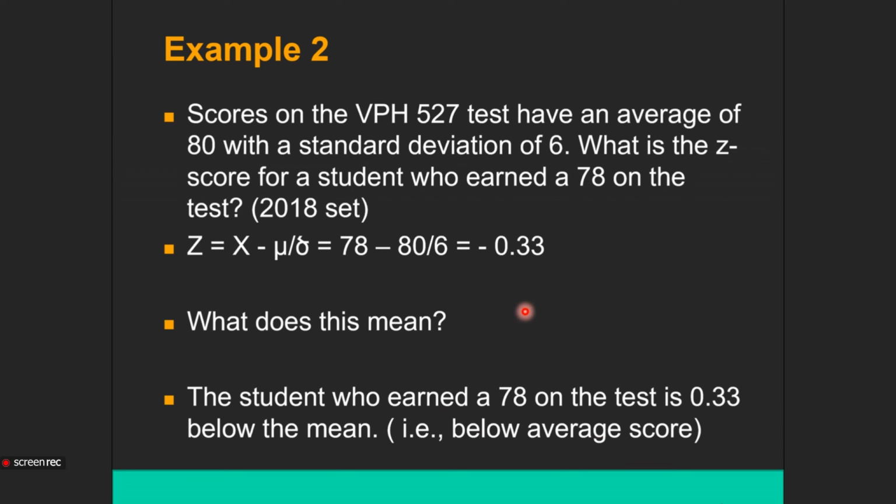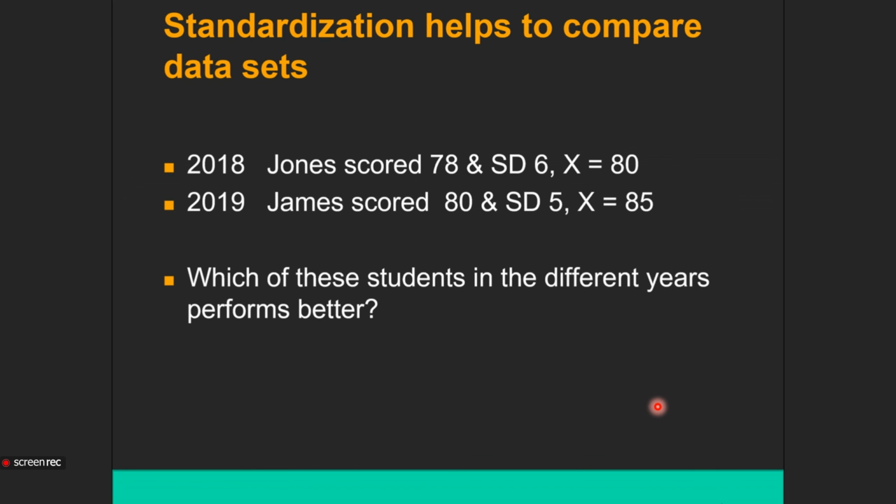Let's say a set of 2018, another set of 2019. Now, in the 2018 set, John scored 78. And for his class, the standard deviation is 6, while the mean score was 80. For James' class, James scored 80, while the standard deviation for his own class is 5 and the mean is 85. Now the question is, which of these students in the different years performed better? Which of these students in the different years actually performed better? Now let's go ahead and do our calculation.